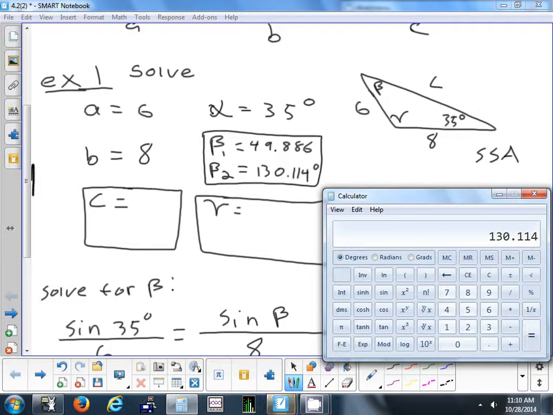Now if there's two answers for beta, what else do you think that means is going to happen here? Two answers for gamma, which we'll call gamma 1 and gamma 2. And there's also going to be two answers for C, C1 and C2.